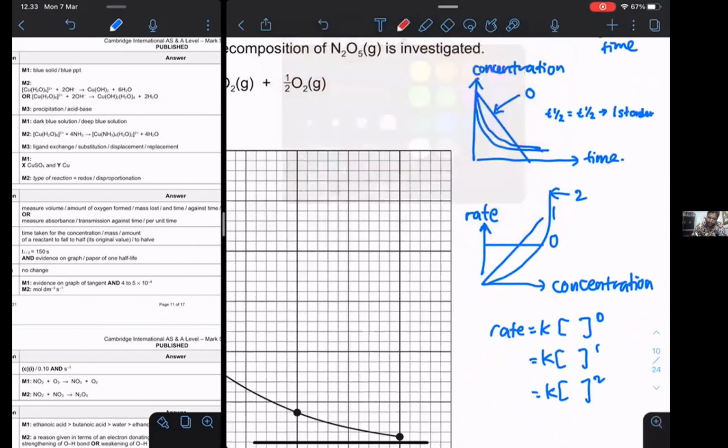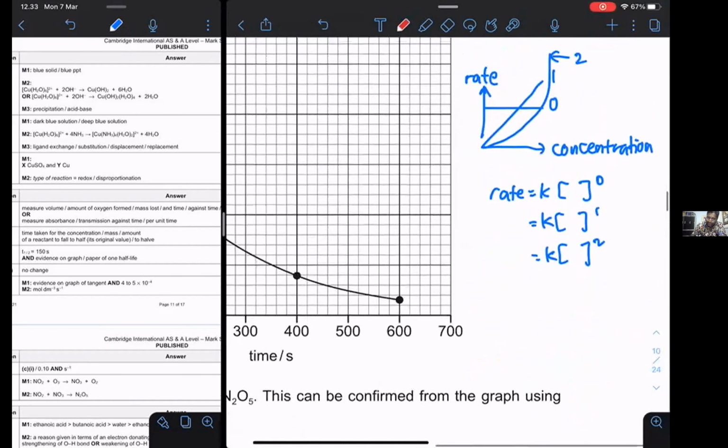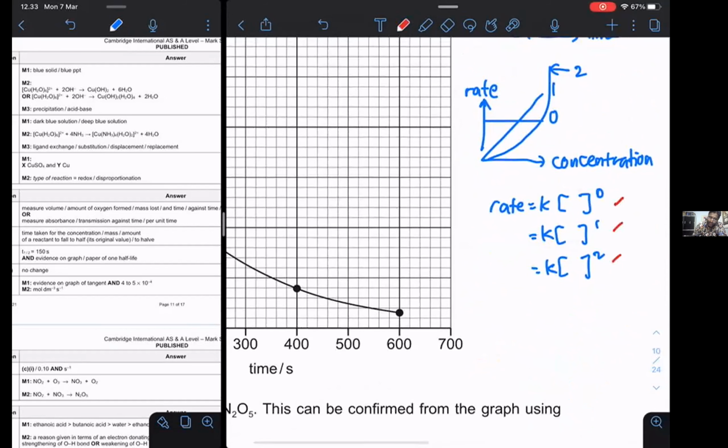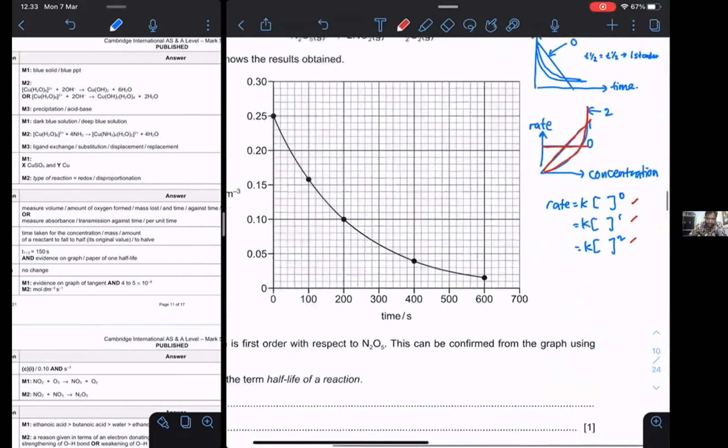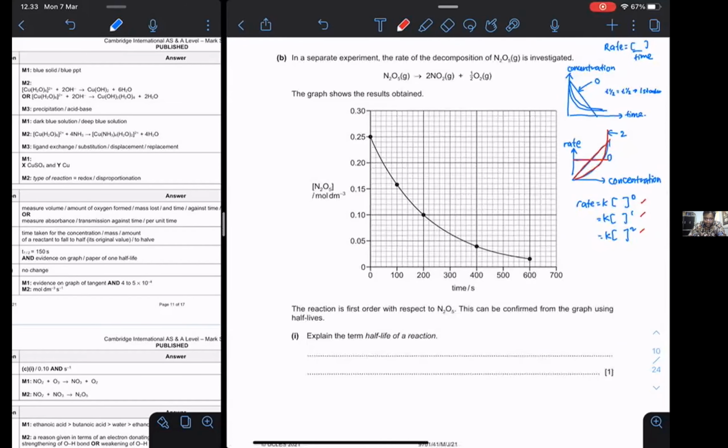If you have rate against concentration, then you can just use k. So this one is going to be constant, for zero order. For first order, you have a straight line like this. Second order follows a quadratic graph like this. Now, coming back to this question, in a separate experiment the rate is investigated.